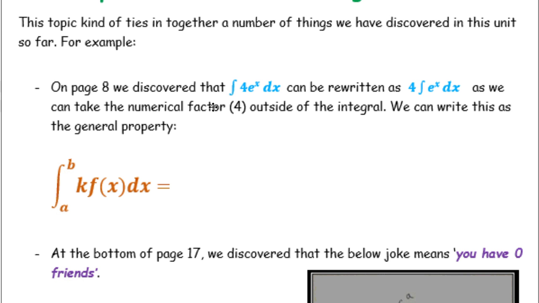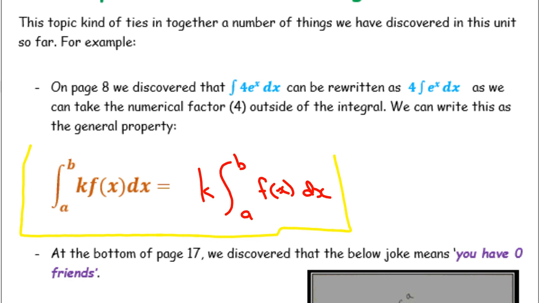So in general, if the integral of 4e to the x dx can be written as 4 times the integral of e to the x dx, how can we write this in general? This thing here. Is it a, and then the integral of f(x) dx? Yeah, exactly. A and then the integral. Perfect. a times the integral of f(x) dx.